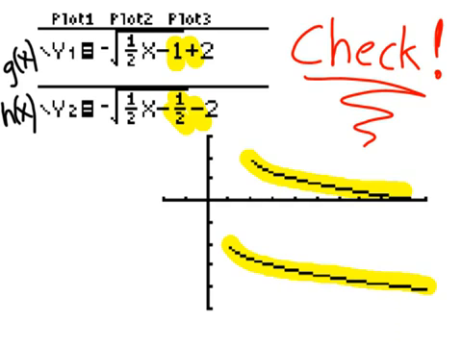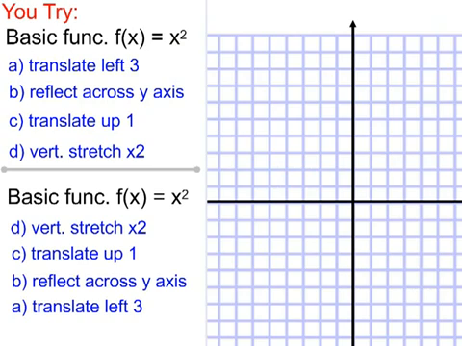So your turn to try. You're going to be dealing with the f of x equals x squared basic function, the squaring function, and you're going to do this set of transformations, and then followed by this set, which is really the same transformations, but just in a different order. So pause the video, and let's see what you get.